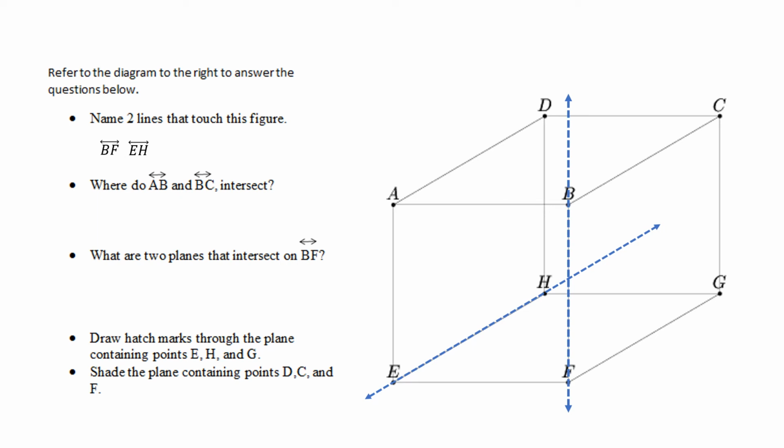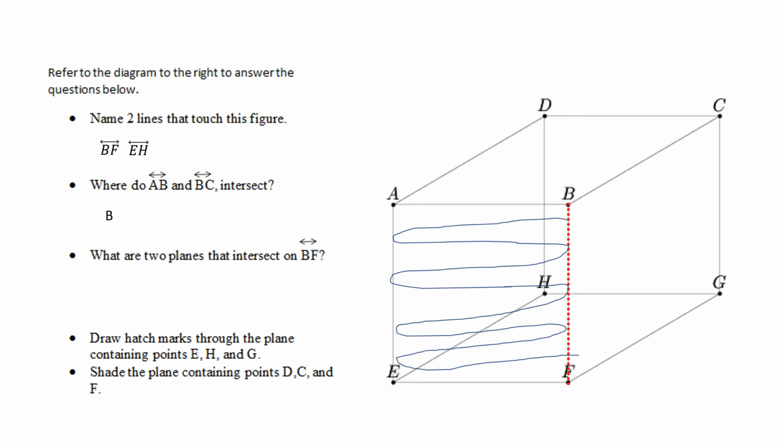Where do AB and BC intersect? Well, AB is here, BC is there. They clearly intersect at point B. What are 2 planes that intersect on BF? Well, there's ABE or ABF or BEF, whichever way you want to name it, that plane intersects with BF, and BCG or BCF or FBG, whichever way you want to name that, also intersects at BF.